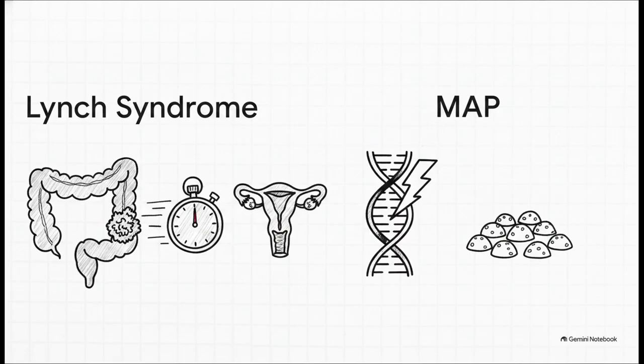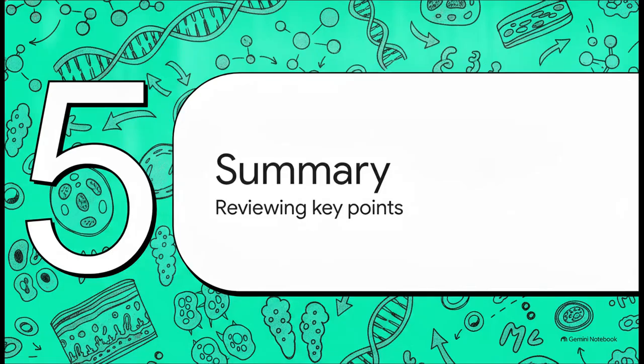Finally, contrast both of those with MAP, or MUTYH-associated polyposis. Unlike the others which are dominant, MAP is autosomal recessive. The MUTYH gene is responsible for base excision repair. It fixes oxidative DNA damage, specifically 8-oxoguanine. Without it, you get GC to TA transversions. These patients typically present later in life with maybe 10 to 100 polyps, neatly bridging the gap between sporadic polyps and classic FAP.